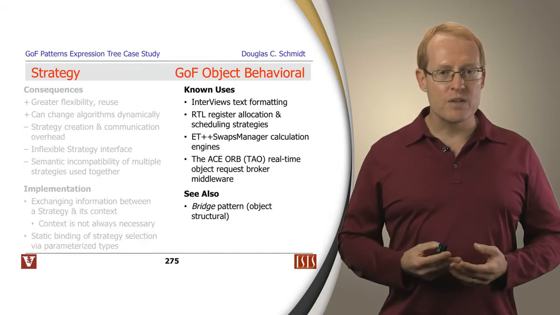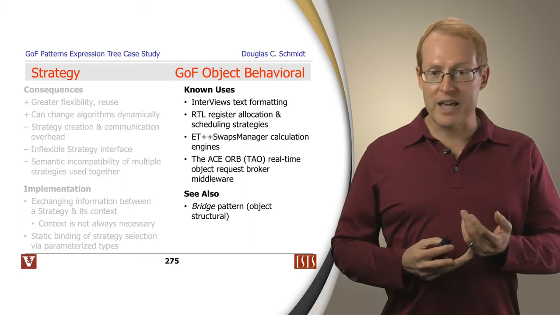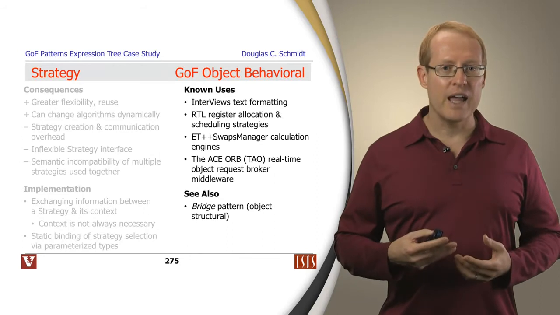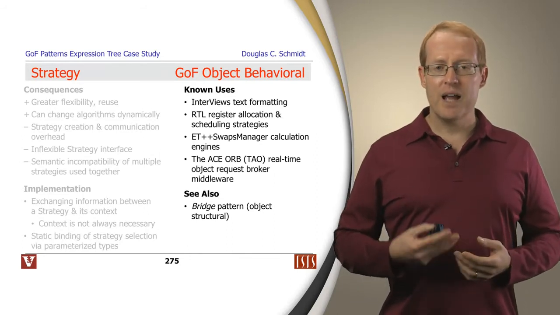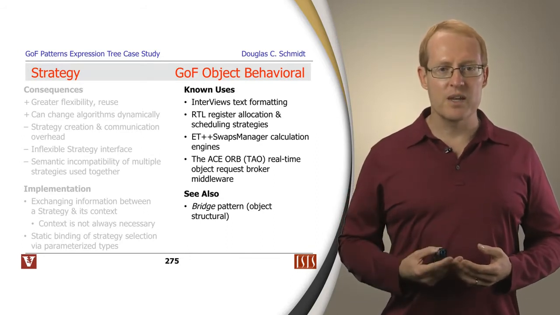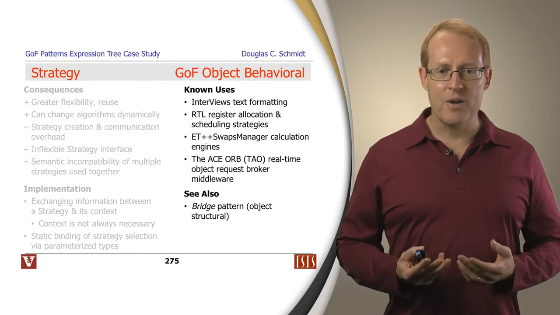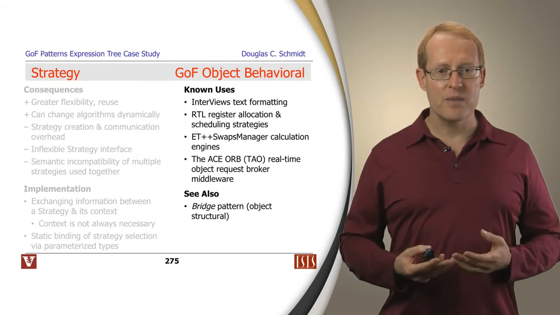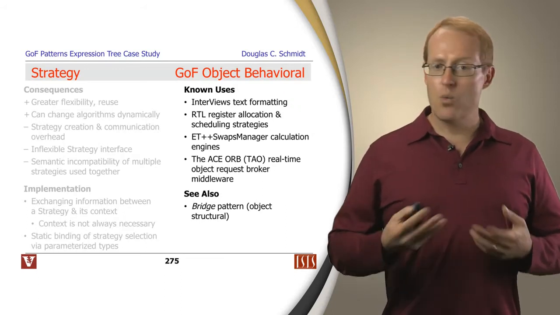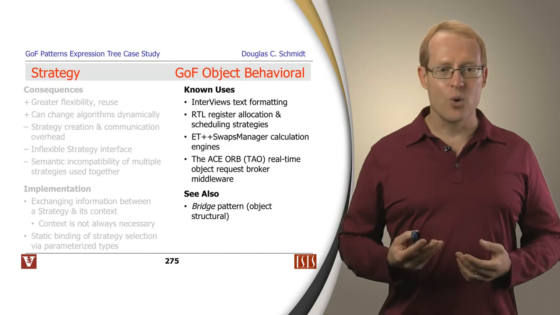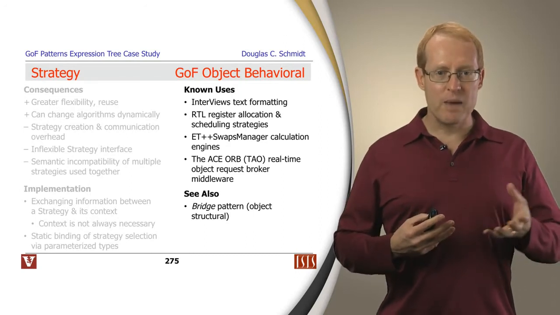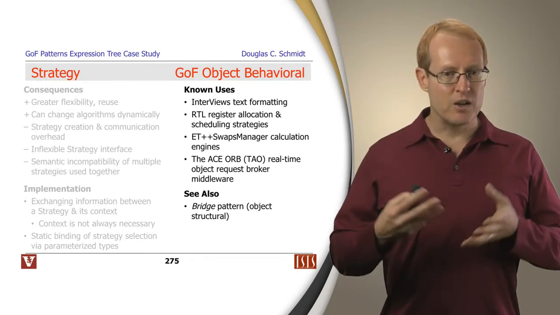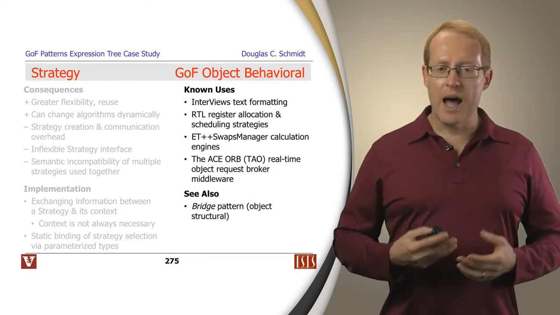There's lots of known uses of this pattern. If you take a look at the Gang of Four book, they give an example of using it for breaking paragraphs into lines and doing hyphenation and so on. There's examples. InterViews does some of this in some of its text formatting behavior. There's uses of this in compilers for register allocation and optimization. It's used in ET++. We use this pattern very, very heavily in the ACE ORB to change the way in which the various mechanisms for concurrency and synchronization and transport protocols, connection management are handled by the middleware. So it's a widely used pattern.